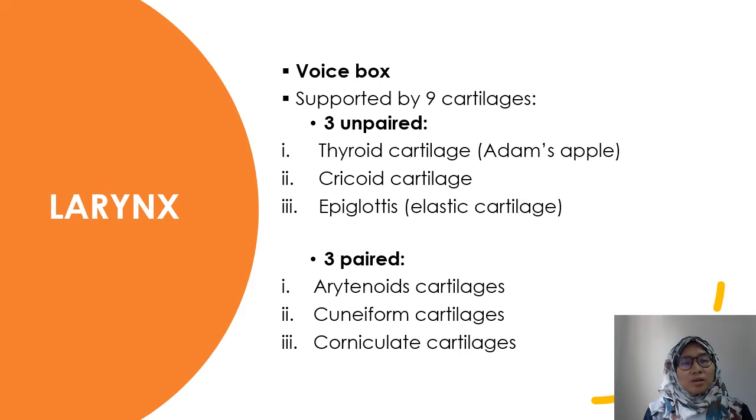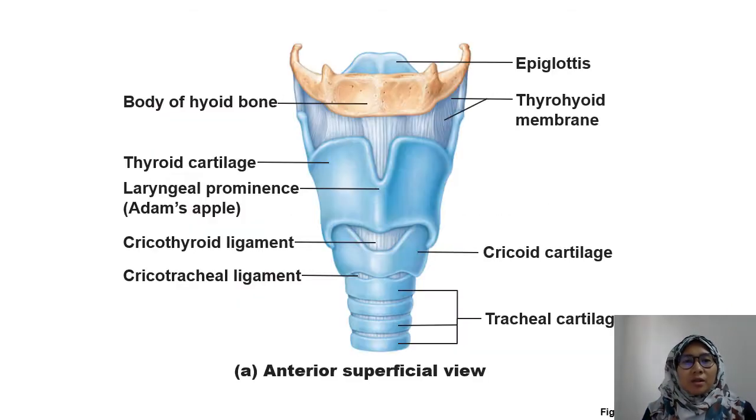Now, the larynx is our voice box, peti suara, supported by 9 cartilages. Why 9? There are 3 unpaired, meaning they have no partner, and then another 3 paired. So 6 plus 3, 9. Let's see the cartilages. We have thyroid cartilage, the laryngeal cartilage, the Adam's apple, halkum. In men it is visible; in women it is there too but not visible, it is inside. And then you have cricoid cartilage.